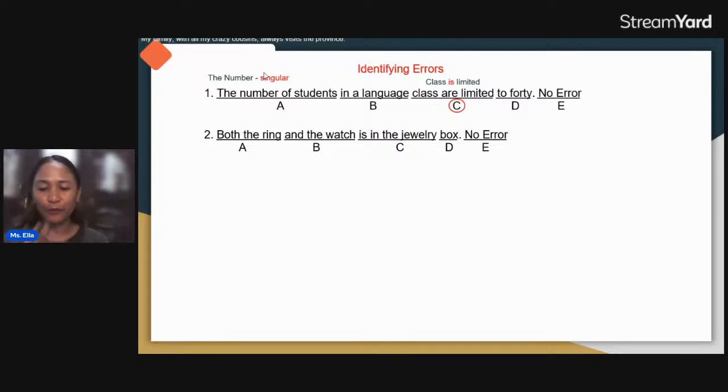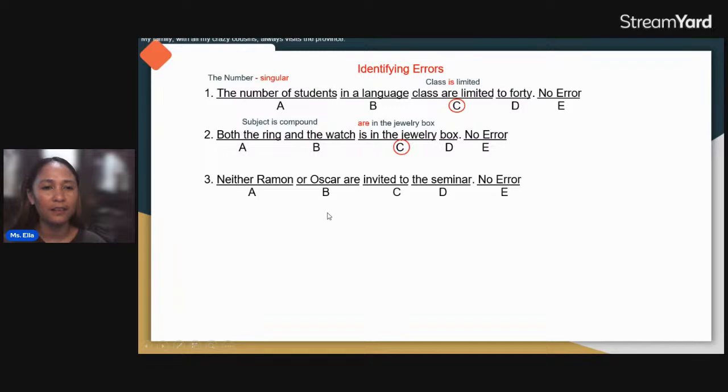Okay, so for number two, the correct answer is letter C. Very good. Why letter C? Again, the subject is compound. Compound means they were joined by the word and. So the ring and the watch, both. It means it's a compound and must take a plural verb. So it should be: both the ring and the watch are in the jewelry box. Okay? All right, so let's continue.